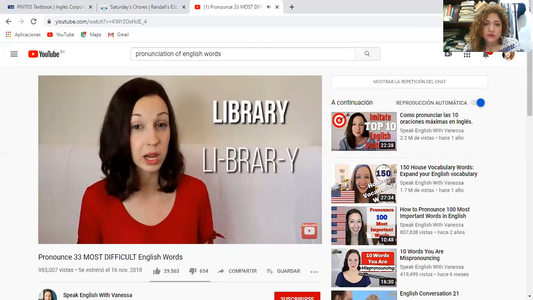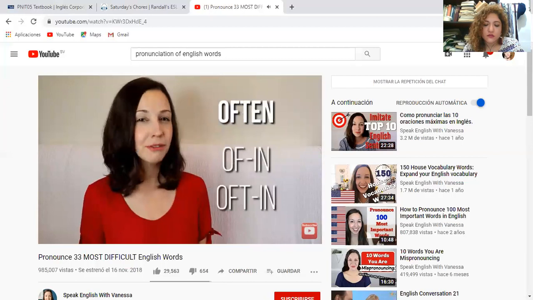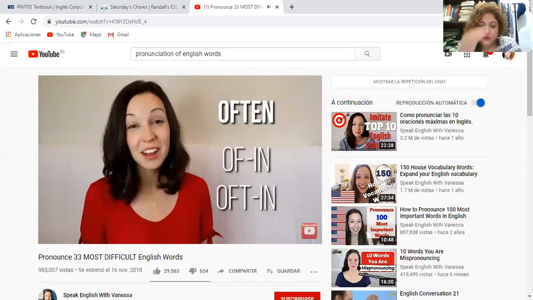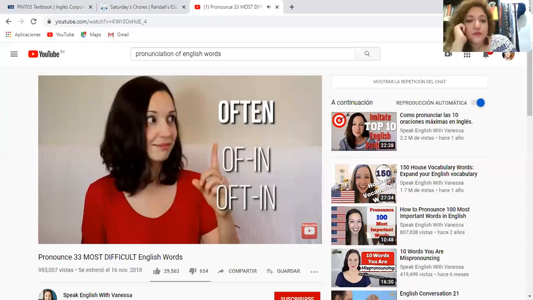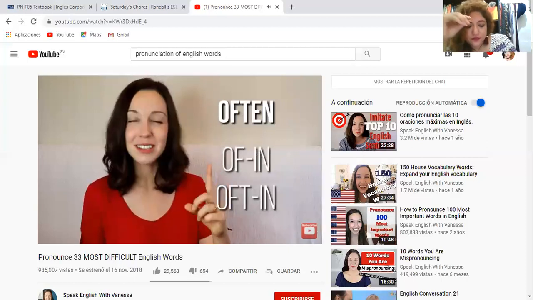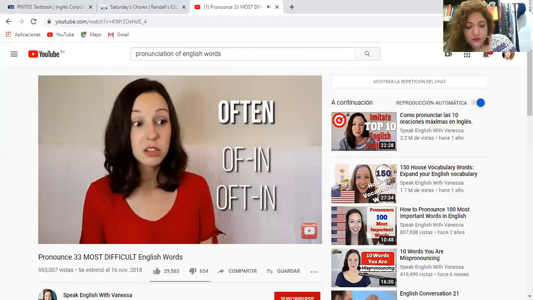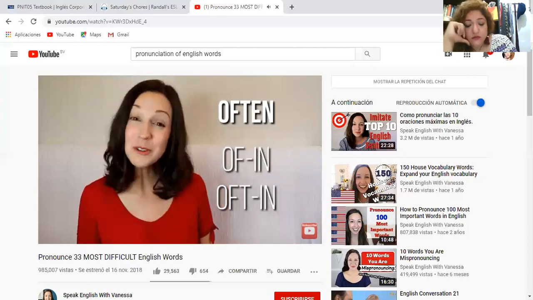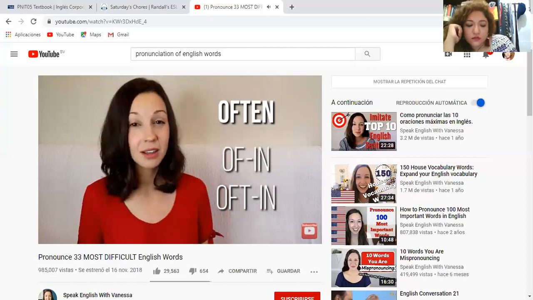Library. Often. Often. Both of these are correct, and it's just a personal preference. For me, I think I often say often without the T sound, but sometimes I include a T depending on what's going on in the rest of the sentence. So you've got two correct answers here. Let's say them together. Often. Often.